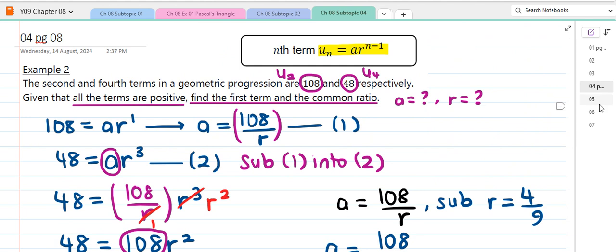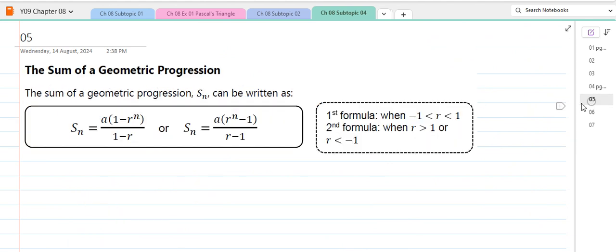Alright, so let's move on to the next aspect of geometric progression, that is the sum. The sum of a geometric progression, denoted by Sn, has two formulas, but there are several conditions.